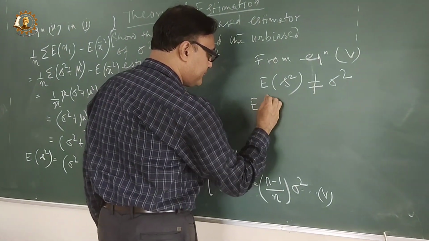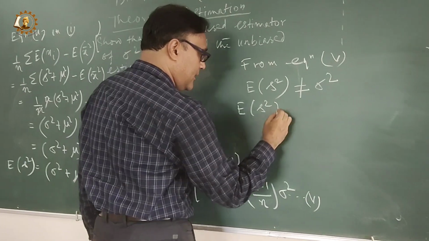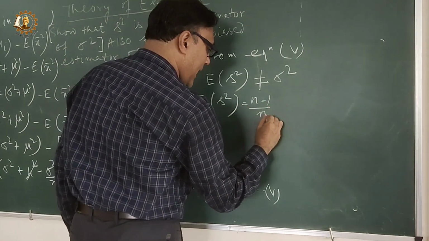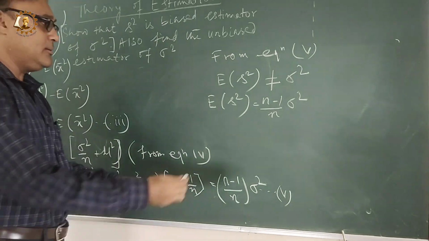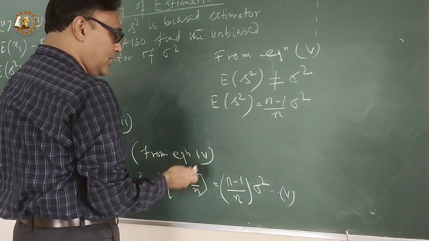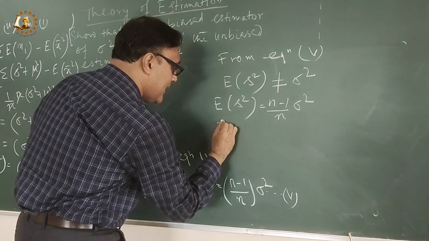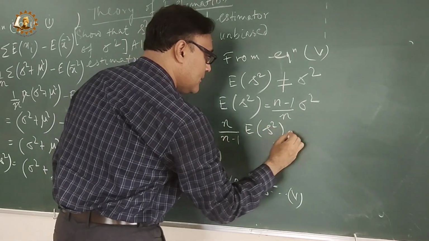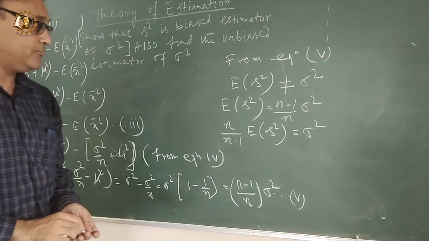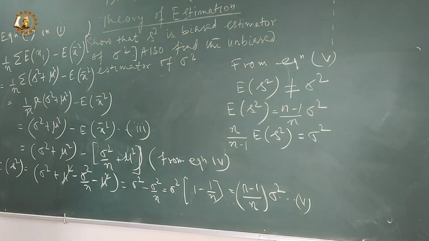E of s square is n minus 1 by n into sigma square. So if you multiply this n minus 1 by n factor over here, then this will be n by n minus 1 E of s square is equal to sigma square. Okay, this is equal to sigma square.